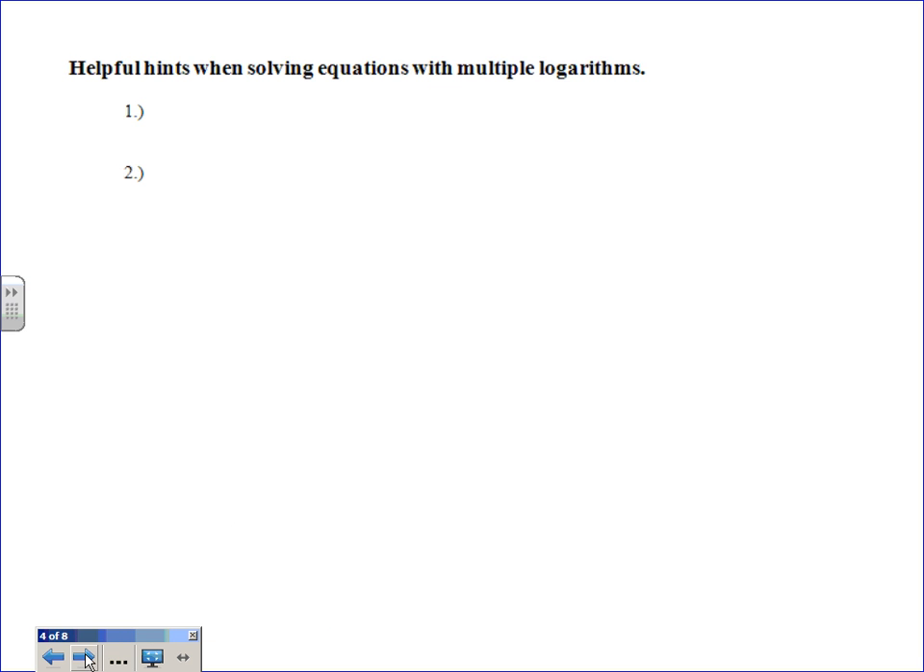Okay. Any questions? All right, here we go. Helpful hints when solving equations with multiple logarithms. Suggestion number 1, get everything in a logarithm. You've noticed a few things lately that weren't in logarithms, so we're going to have to work on that.